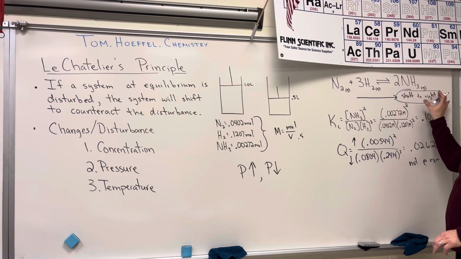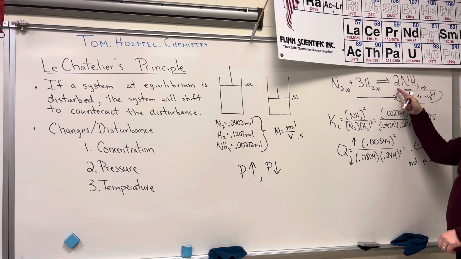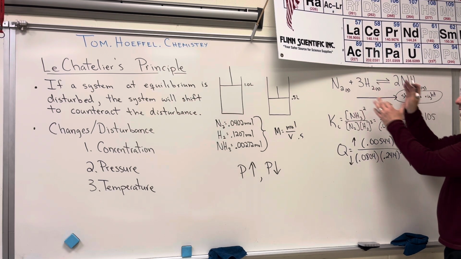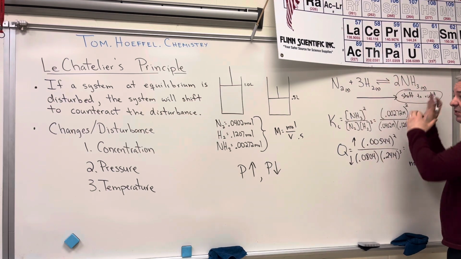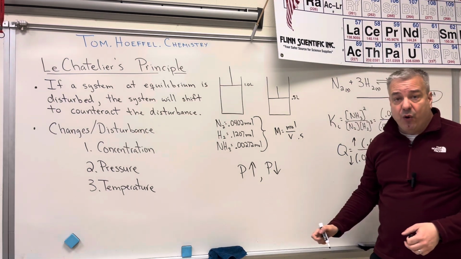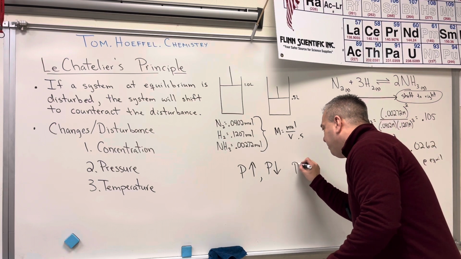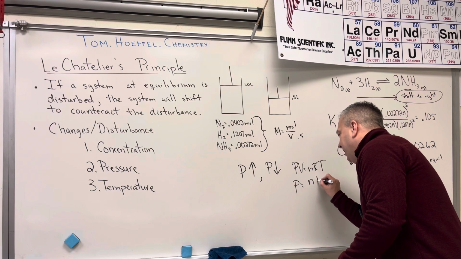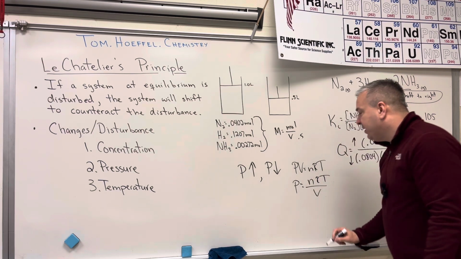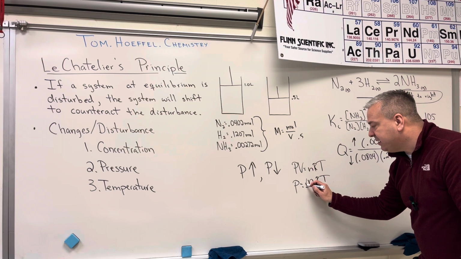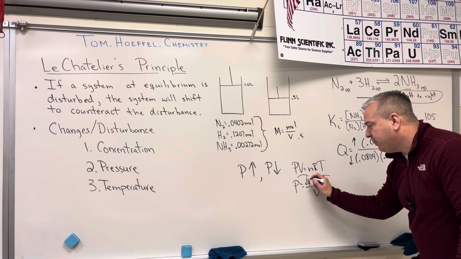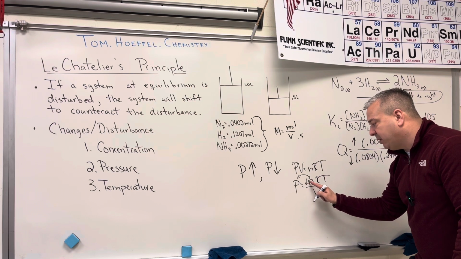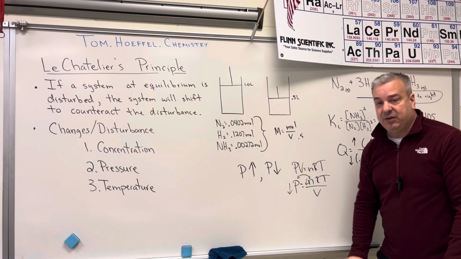The reason this shifts to the right is because there are fewer moles of gas molecules on the right-hand side. And if I go from high moles to low moles, that's going to decrease the overall pressure. We know that because PV equals nRT, and if I solve for P, P equals nRT over V. So the relationship between pressure and the moles is a direct relationship. As the moles decrease, that will decrease the pressure.